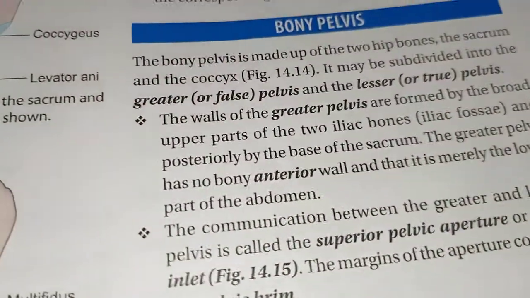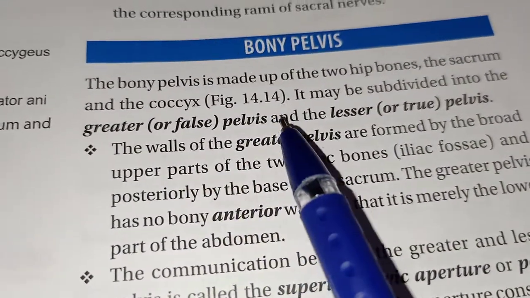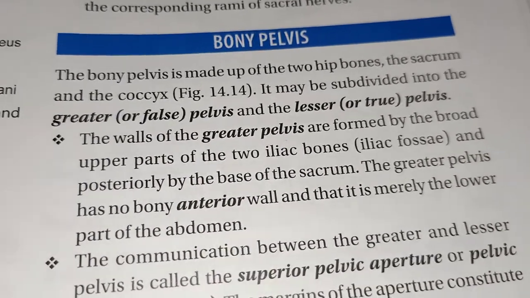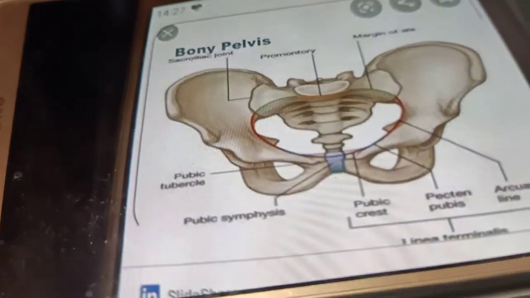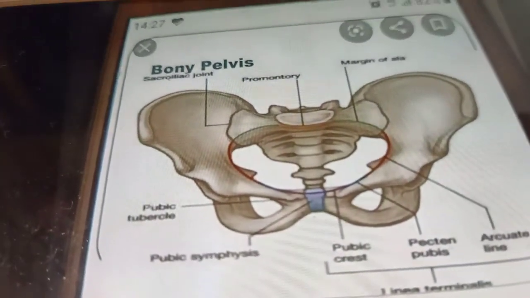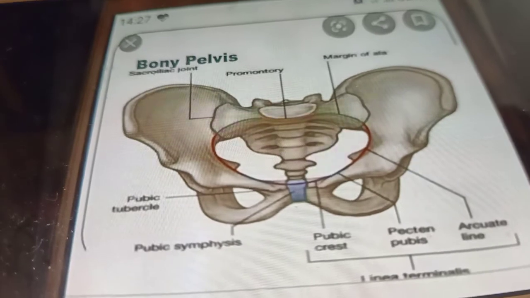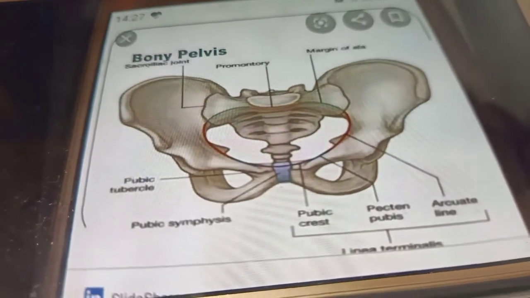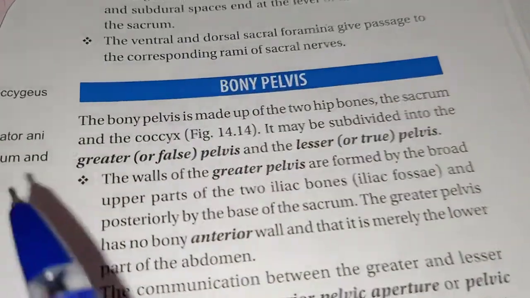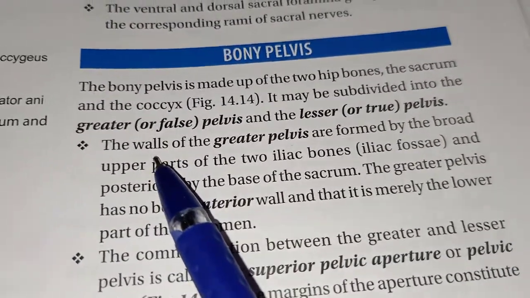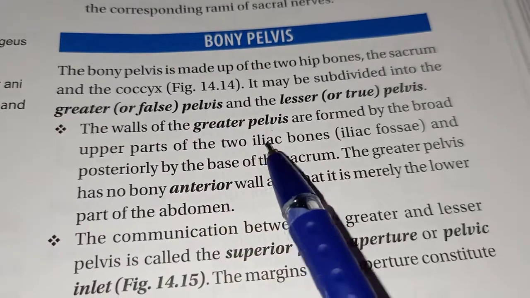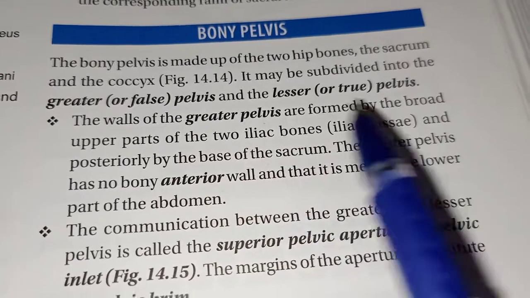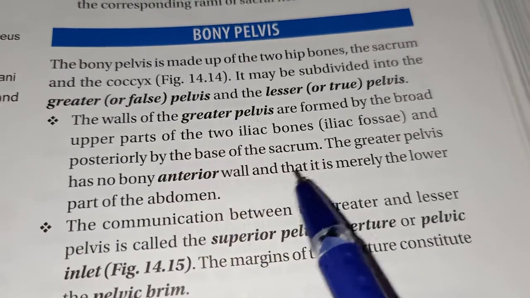Okay, now this bony pelvis is divided into greater or false pelvis and lesser or true pelvis. What is the greater pelvis? First we'll study that. The walls of the greater pelvis are formed by the broad upper parts of the two iliac bones and posteriorly by the base of the sacrum.